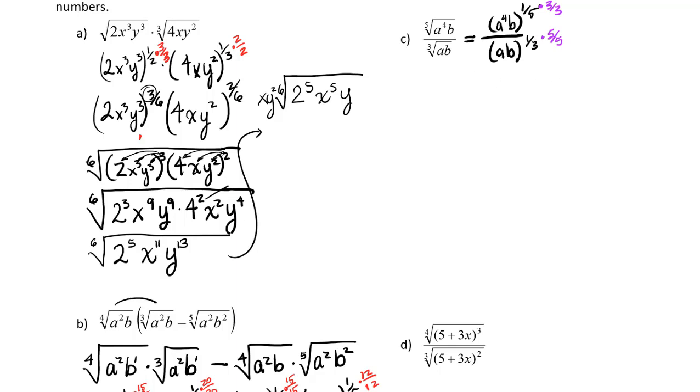So rewriting this, I'll have a to the 4th b raised to the 3rd over ab raised to the 5th, all under the index of 15. So the 15th root of a to the 4th b raised to the 3rd over ab raised to the 5th. I'm going to encourage you to pause the video and see if you can simplify this from here, and also try D on your own.